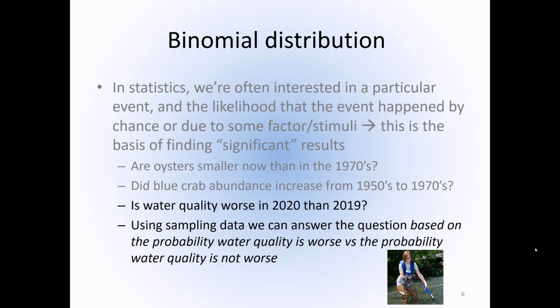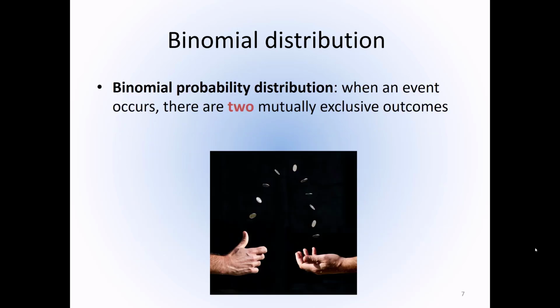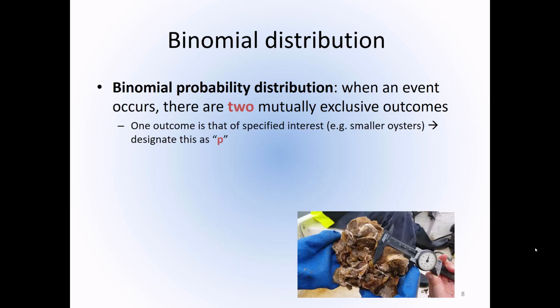Now, binomial distributions are a specific type of probability distribution in which there are two mutually exclusive outcomes, and this is very similar to what we discussed in the probability lecture. When we think about these two mutually exclusive outcomes, one of them is that which we are interested in. So if we're discussing the oyster question, this might be smaller oysters. And the probability of oysters being smaller can be designated by any particular letter, but we typically use P for this.